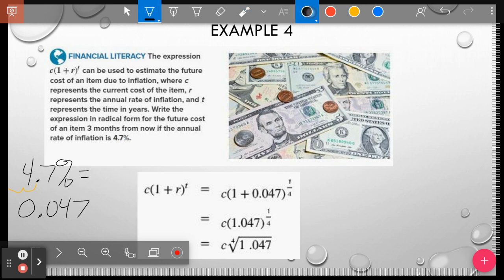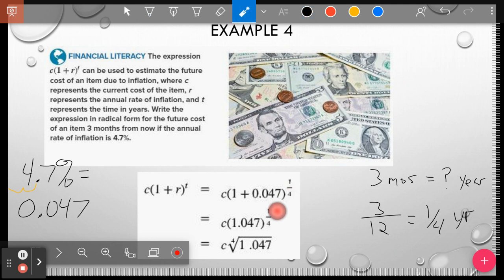3 months, annual inflation. 3 months is what to a year? Well, there are 12 months in a year, so it's 3 over 12, which reduces to 1/4 of a year. And so that's where the 1/4 comes from.